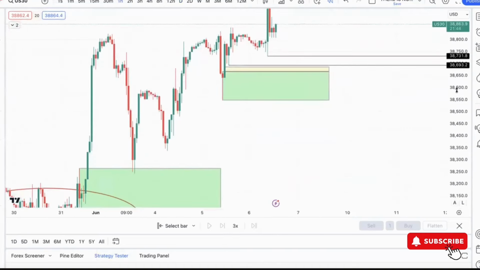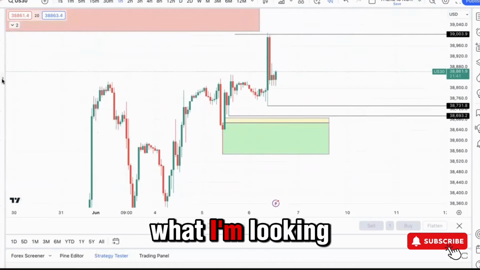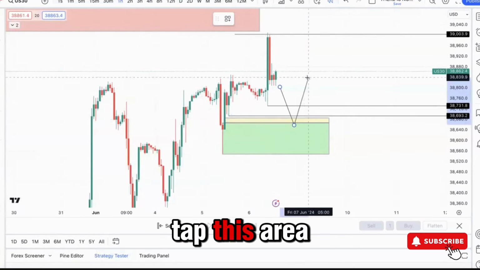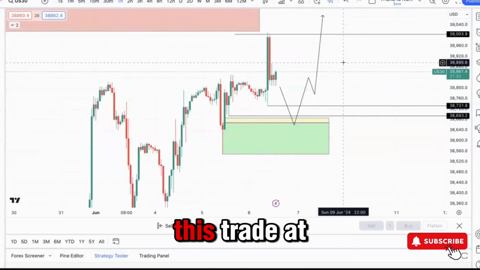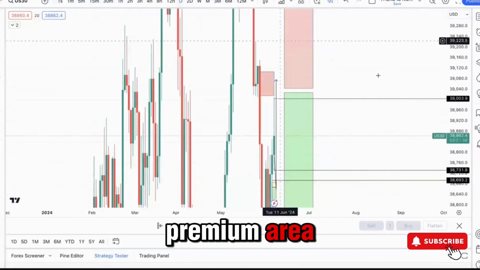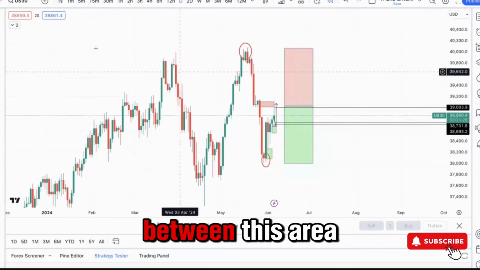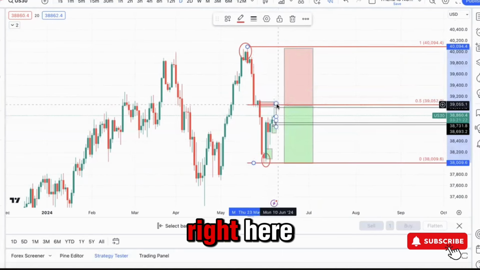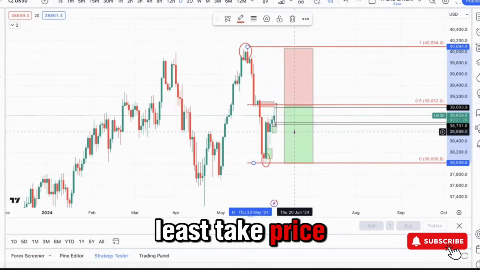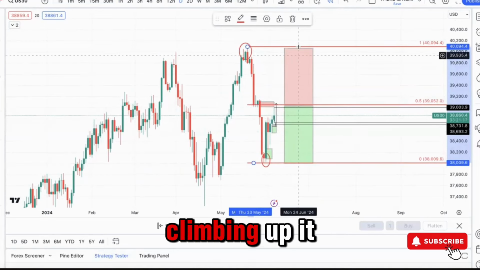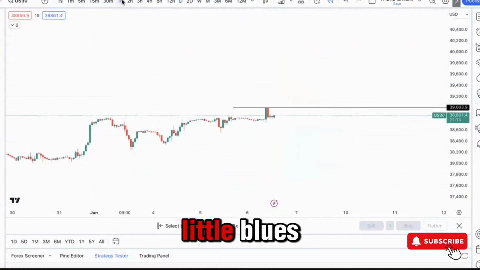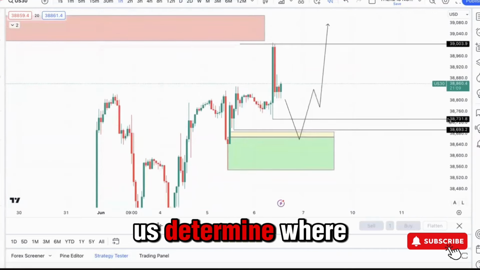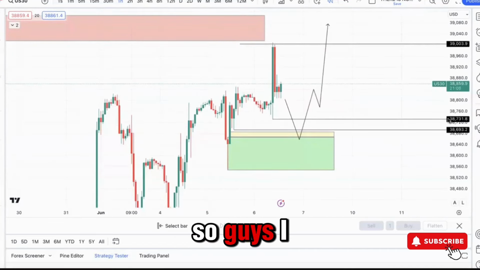So here's this area. And what I'm looking for is for price to come down, sweep these lows, tap this area, and continue up. And I take this trade at least into a premium area. There is a little space in between this area, but here's where premium is, right here. So I'd at least take price into that premium area. As price is climbing up, it should be leaving behind imbalance. These are the little blues clues that we look and wait for to help us determine where we should get an entry.